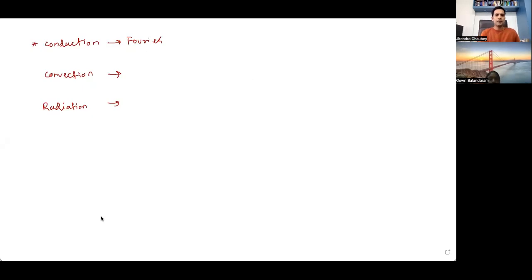Okay. Let us understand the modes of heat transfer first of all. Conduction, convection, and radiation. There are three modes of heat transfer. These modes of heat transfer are explained in detail, or understood, by some scientists. Conduction is understood by Fourier, then convection by Newton, and radiation by Stefan Boltzmann.